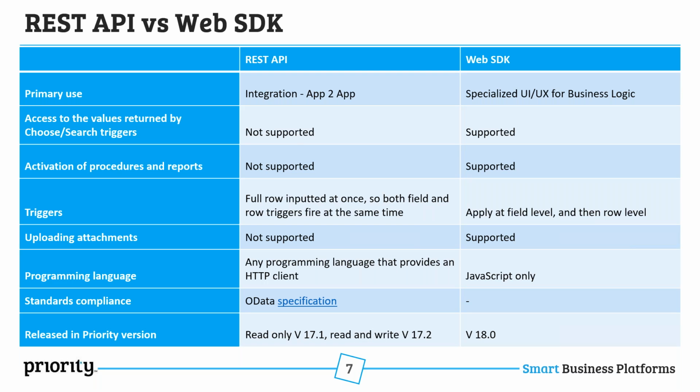Let's make a short to see the difference between REST API and Web SDK and what each one of them is mainly used for. So REST API is mainly for application to application integration. Every operation is based on a record level, like priority form interfaces.